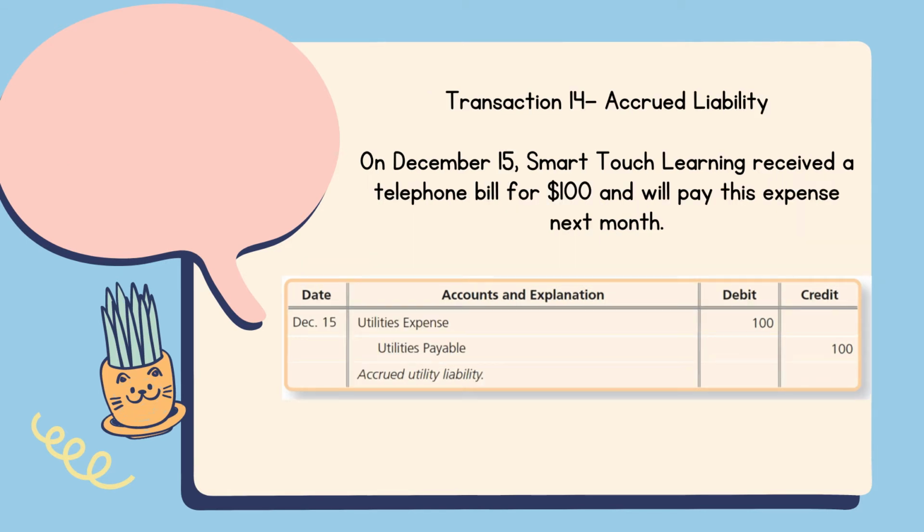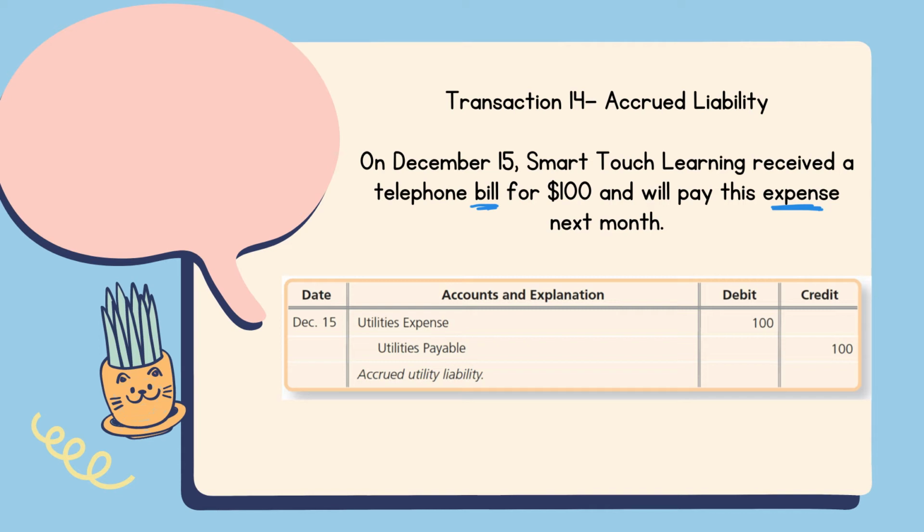Transaction 14, accrued liability. On December 15th, Smart Touch Learning received a telephone bill for $100 and will pay this expense next month. So he received a telephone bill. So we received a bill, which means I used the telephone. Okay, so it's gonna be an expense account. Okay, so it's utilities expense.